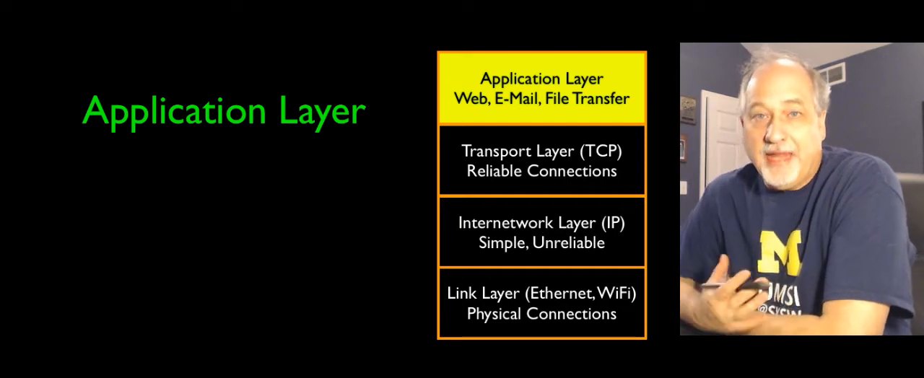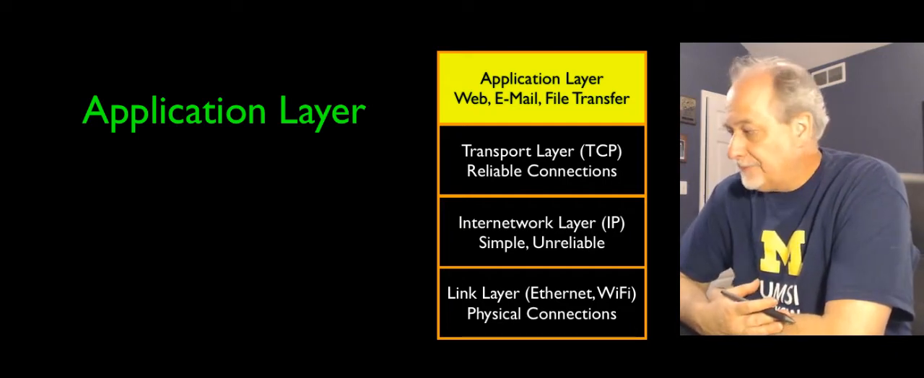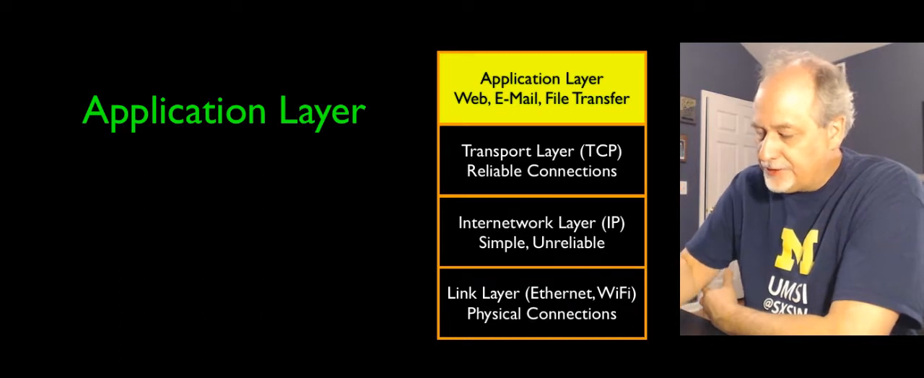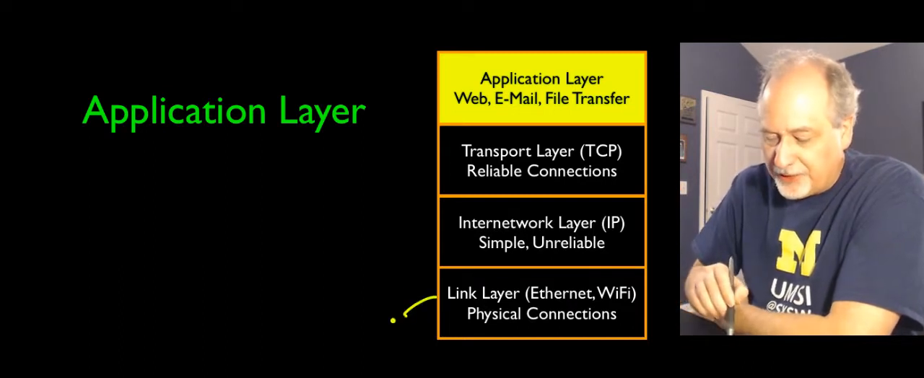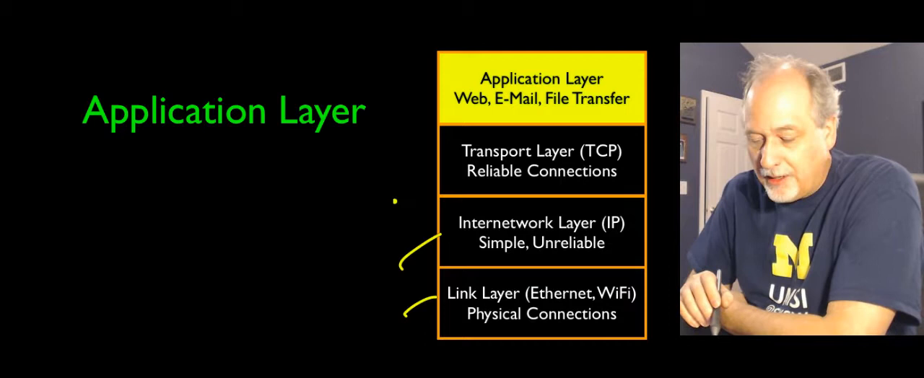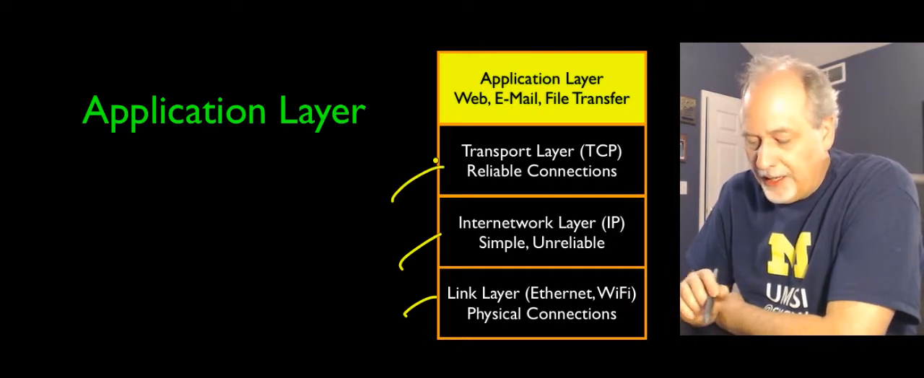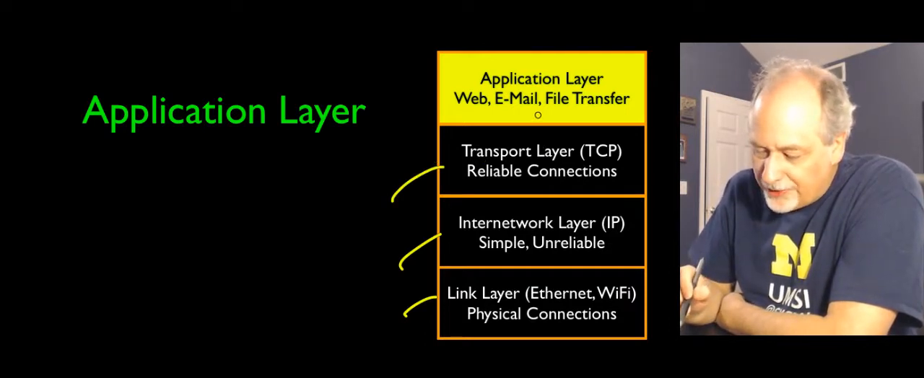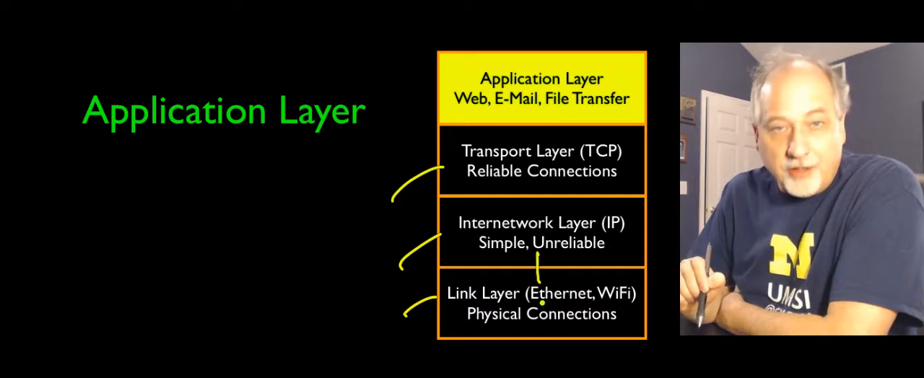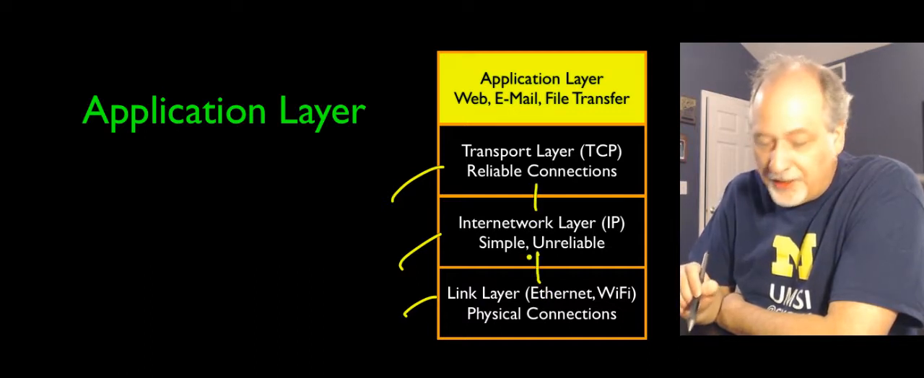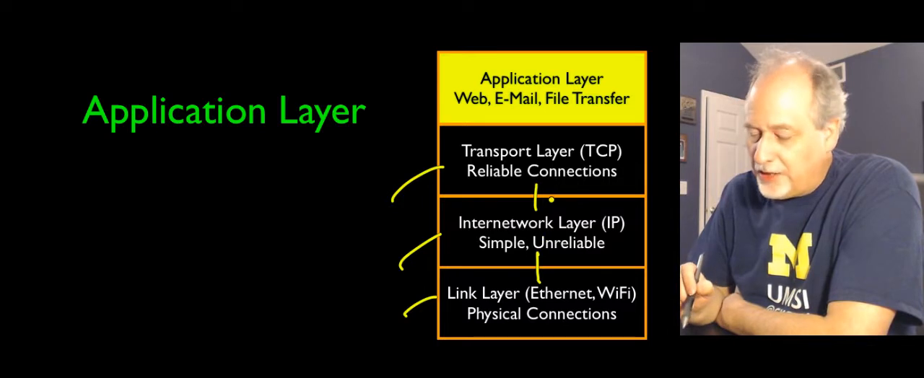So now we're going to talk about the application layer. Up to now, we've been talking about these bottom layers, and we've been sort of working our way up. We talked about the link layer, the IP layer, and the TCP layer. Each of these layers works with the other. The IP layer depends on the link layer. The TCP layer depends on and adds value to the IP layer.